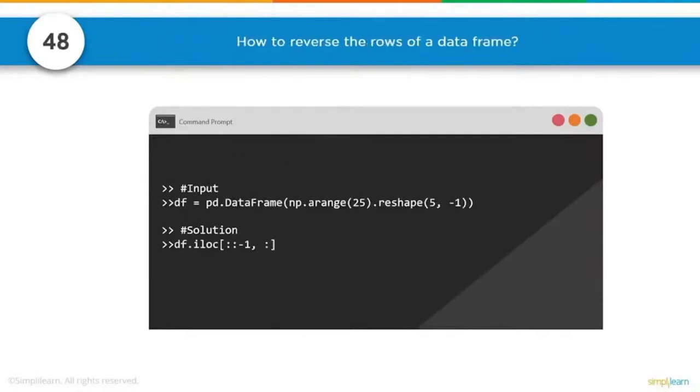Number 48, how to reverse the rows of a data frame. So here we have our data frame. We're going to create a NumPy array by 25, reshape it 5, minus 1. And this creates a 5 by 5 data frame. And so our solution is to do the df.iloc. And this is just understanding how steps work. The steps, you have your colon, colon, minus 1. So we're taking all the rows, all the columns, minus 1.